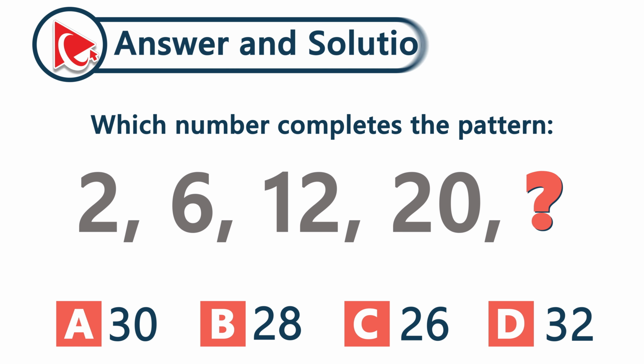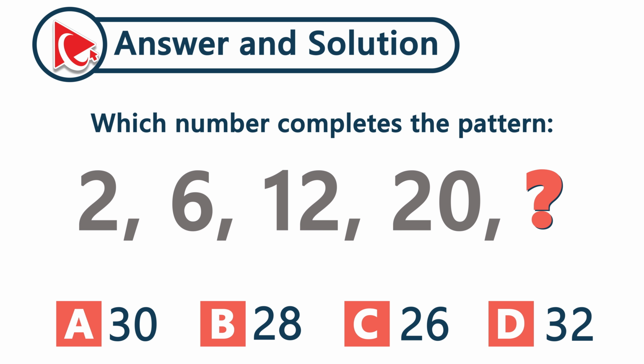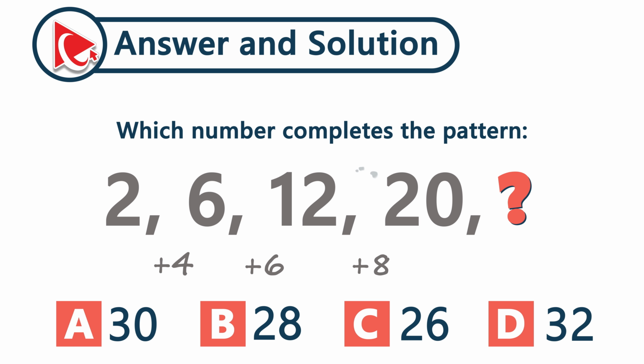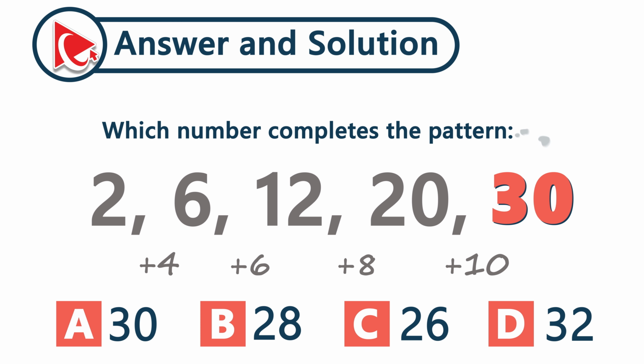Let's break it down. Take a close look at the gaps between each number. 6 minus 2 equals 4. 12 minus 6 equals 6. 20 minus 12 equals 8. Notice the pattern? We're adding plus 4, plus 6, and plus 8. The next step, you guessed it, add 10 to 20. That gives us 30, a clean, logical continuation of the pattern. And the correct answer here is choice A, 30.